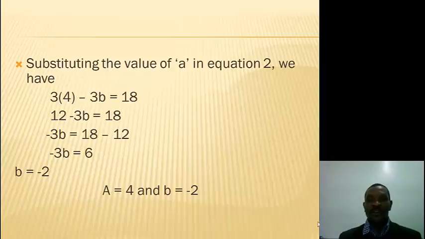Substituting the value of a in equation 2, we have 12 minus 3b is equal to 18. When we take 12 across to the other side to collect the like terms, we have negative 3b is equal to 18 minus 12, and negative 3b is equal to 6. Dividing both sides by negative 3, we have b is equal to negative 2.